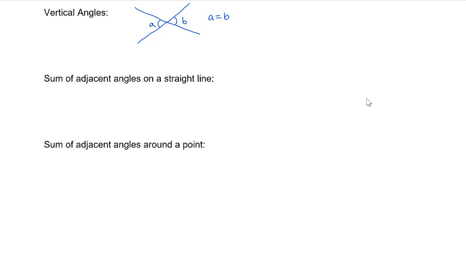The sum of adjacent angles on a straight line. Let's say I have adjacent angles. Adjacent angles are angles that share a vertex and a side. We'll call this angle A, and we'll call this angle B. They're adjacent because here's their vertex, and here's the side that they share. If they form a straight line, then they are 180 degrees. So the sum of adjacent angles on a straight line is equal to 180 degrees. In this case, A plus B equals 180 degrees.